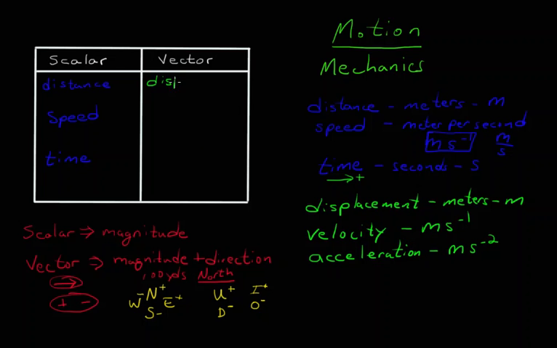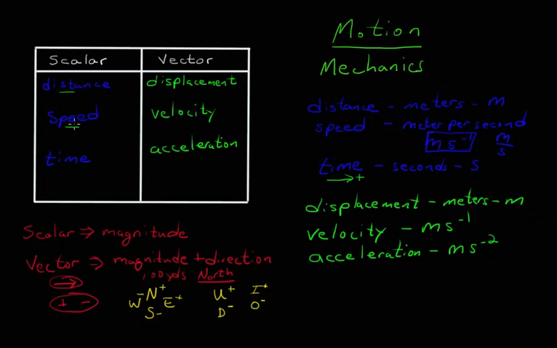So not every one, but these scalars have an equivalent vector. In other words, displacement is distance with a direction. Velocity is speed with a direction. And then there's acceleration, which is not part of time, but it is the vector that we need to use to describe how velocity changes.